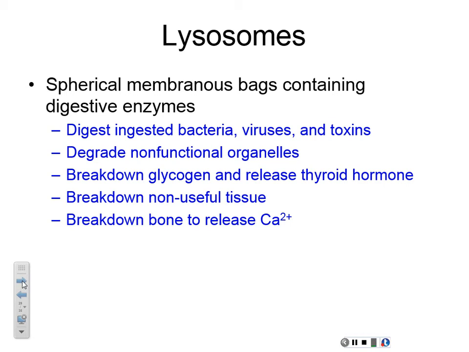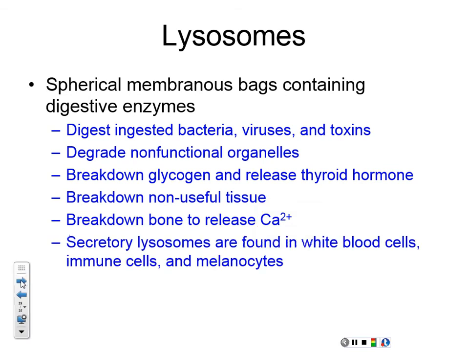So lysosomes have more to do with everyday cellular functions and cleaning up of cellular debris. That's the overall function of the lysosomes. Secretory lysosomes are found in the white blood cells. Why? Because when the white blood cells come across bacteria, they can secrete these enzymes so that they can start to digest them. So those are the basic functions of the lysosomes.